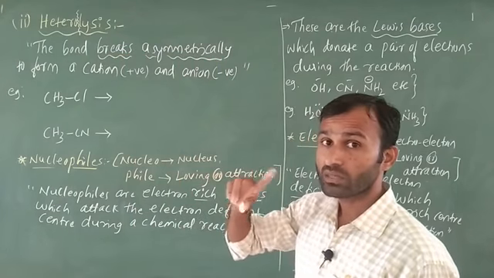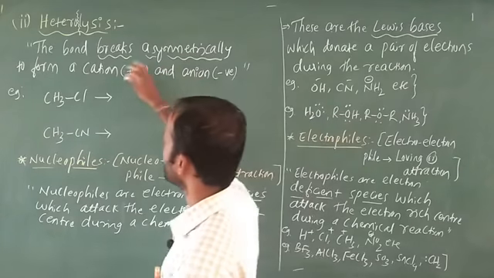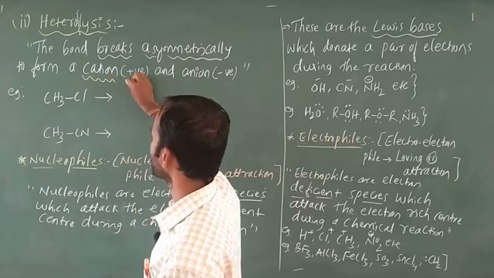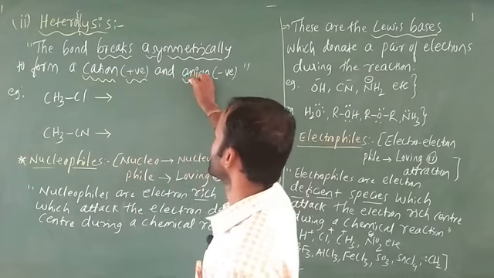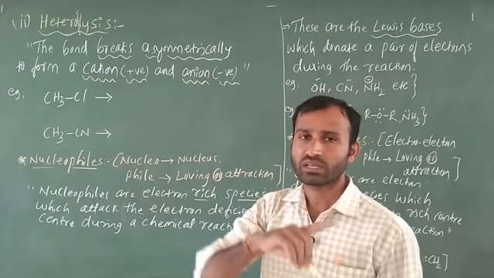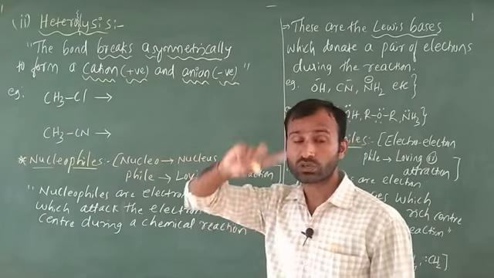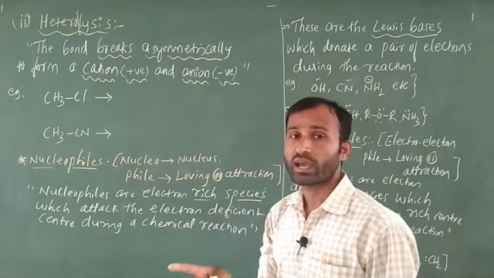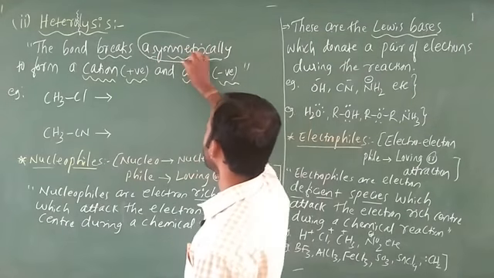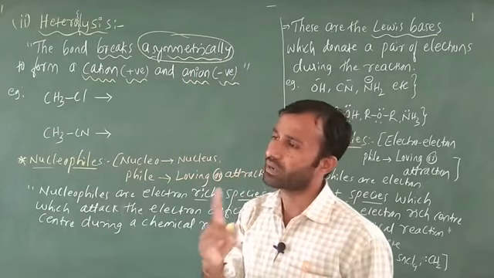In homolysis the bond breaks symmetrically. In heterolysis the bond breaks asymmetrically to form a cation and an anion. Cation means positive, anion means negative. Where asymmetric cleavage takes place, it gives a cation as well as an anion. That is why the most important word in this case is asymmetrically.